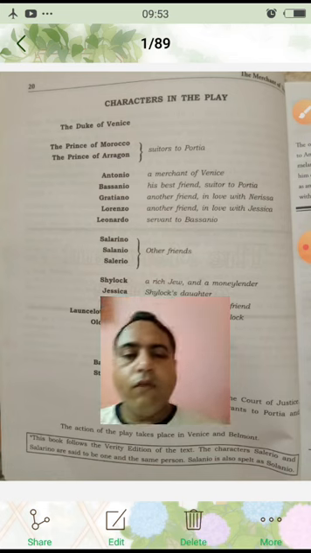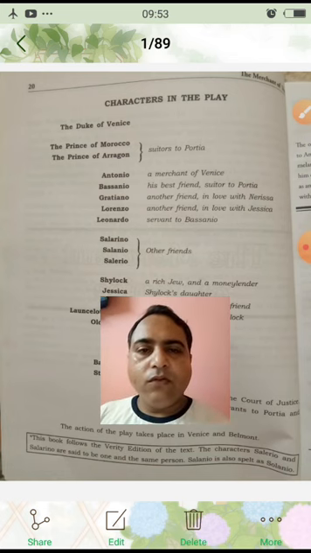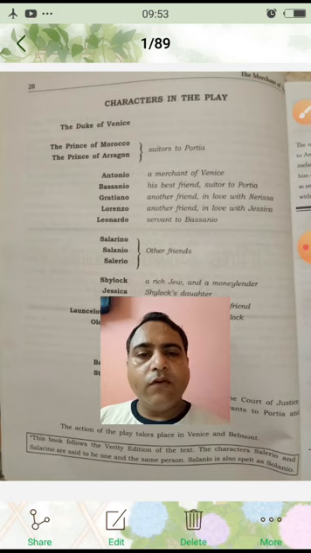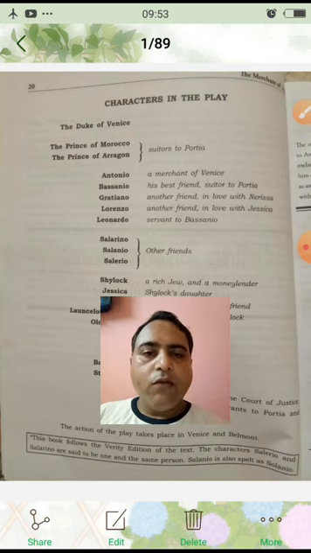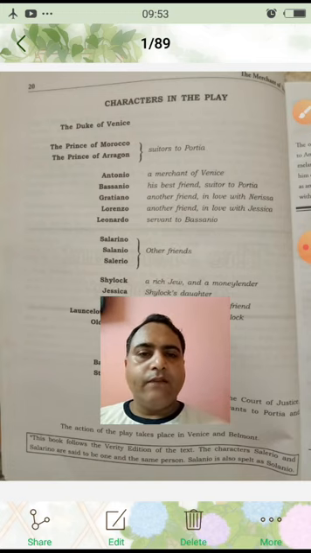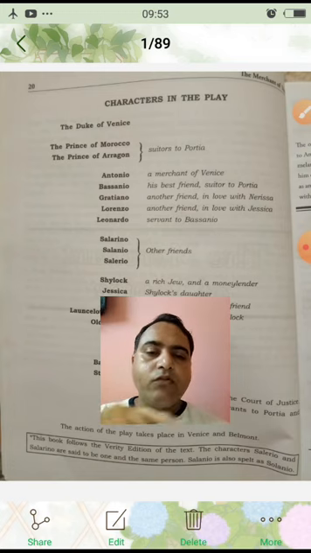So the Duke of Venice is there, and then the Prince of Morocco and the Prince of Aragon. Now, who are these? The Prince of Morocco and the Prince of Aragon are the suitors to Portia. Then next one is Antonio. Now, Antonio is the main character of this play, around whom the whole play revolves.